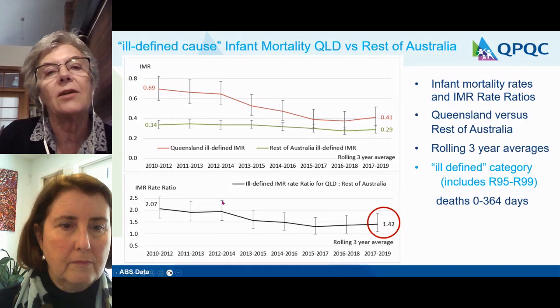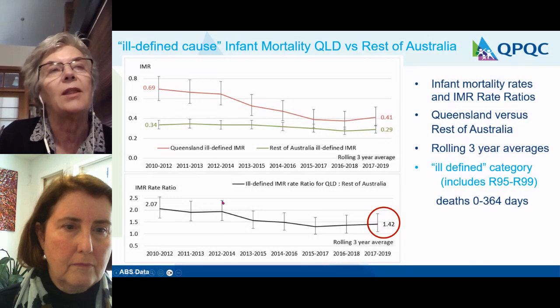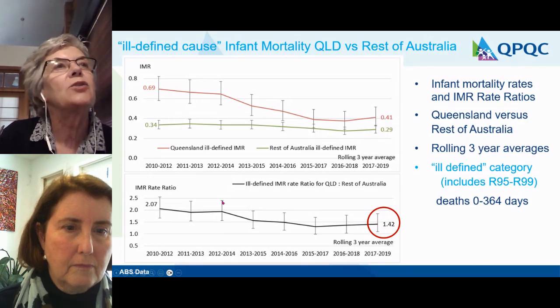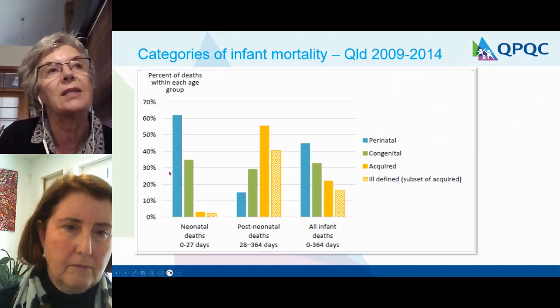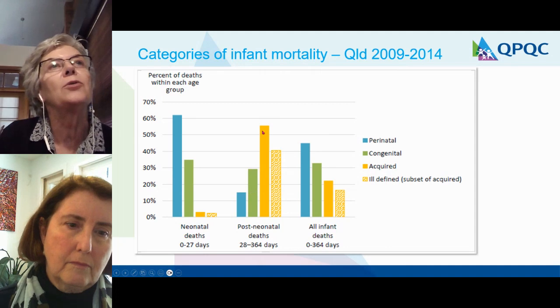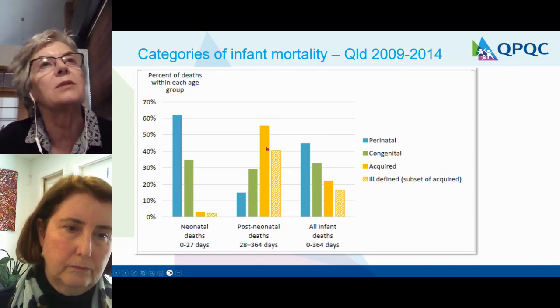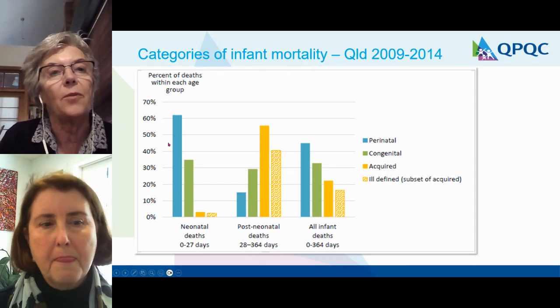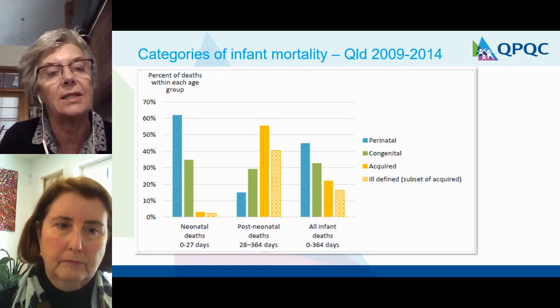And then from a recent study of all Queensland infants born alive after 22 weeks over a 6-year spread, 1,400 deaths. And just looking at the cause of death, we have our answer to the question, how many are sudden unexpected deaths? In the neonatal age range, they're very much perinatal and congenital, but certainly in the post-neonatal deaths, the acquired cause is the most dominant cause. And of those, there's this subset of ill-defined cause deaths, which comprise the majority of the deaths. So we have our answer to whether or not preventing some of these deaths would make an impact.